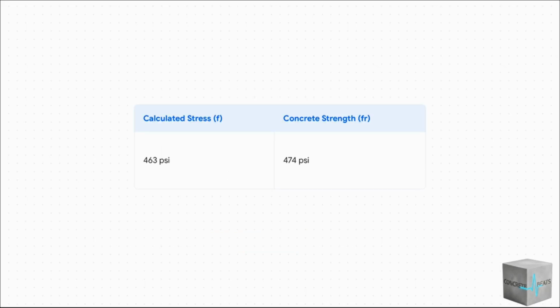And here we go. This is the showdown. The stress we're putting on the beam is 463 psi. But what's the beam's actual strength? Well, we use that modulus of rupture formula, and it tells us the concrete can handle 474 psi. So, 463 is less than 474. The beam holds. It hasn't cracked. We're still in the safe zone.